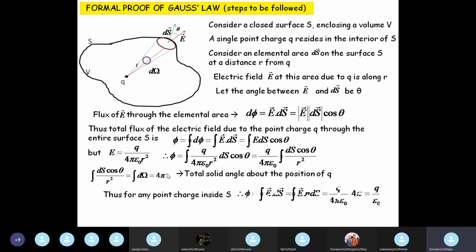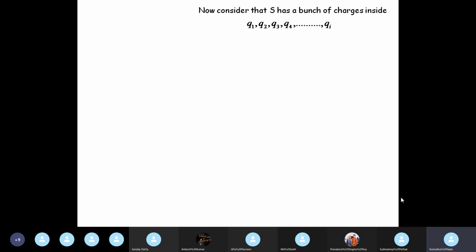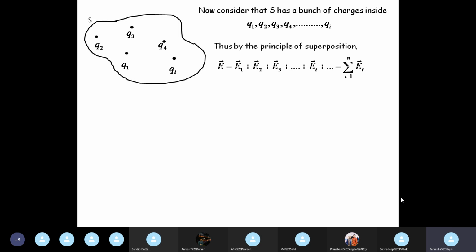So finally we get that φ is equal to q by epsilon naught, or in other words, the integral of E dot n cap dS is q by epsilon naught. So this is Gauss's law for a single charge. And then I told you, you can't stop here. The next step is that you imagine there are several such charges enclosed within that area. So the total field by the principle of superposition is the vector sum of all the fields produced by each of these charges.